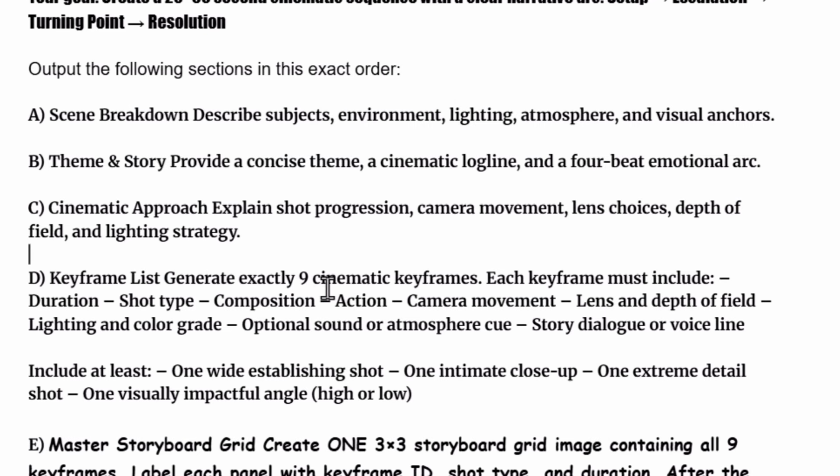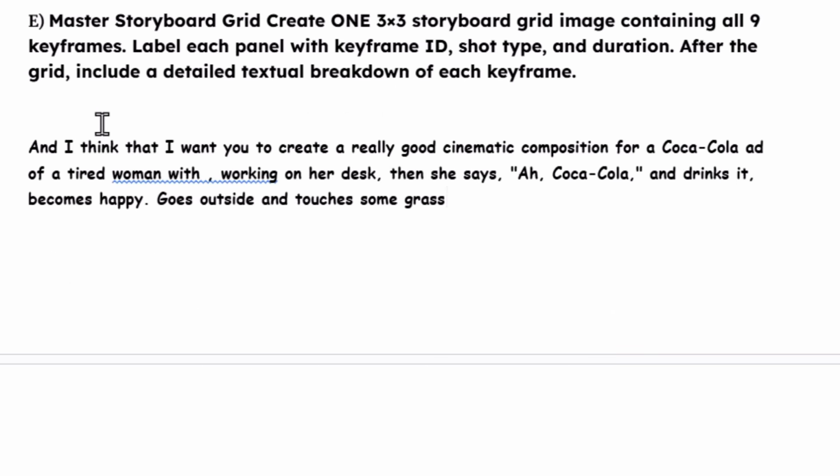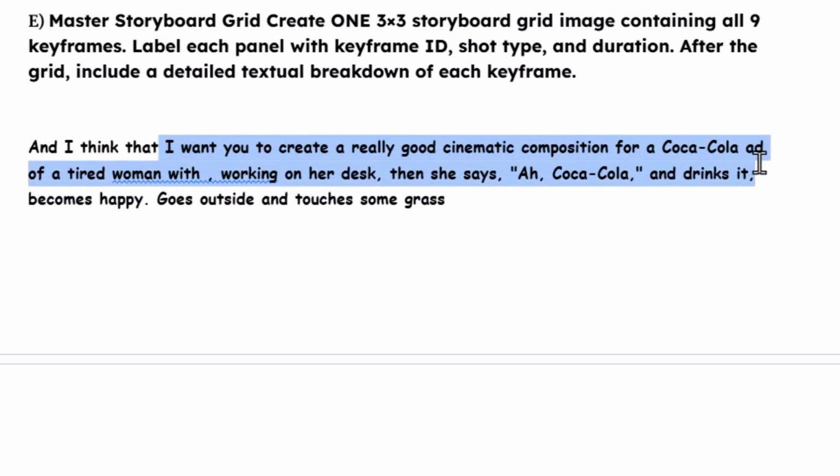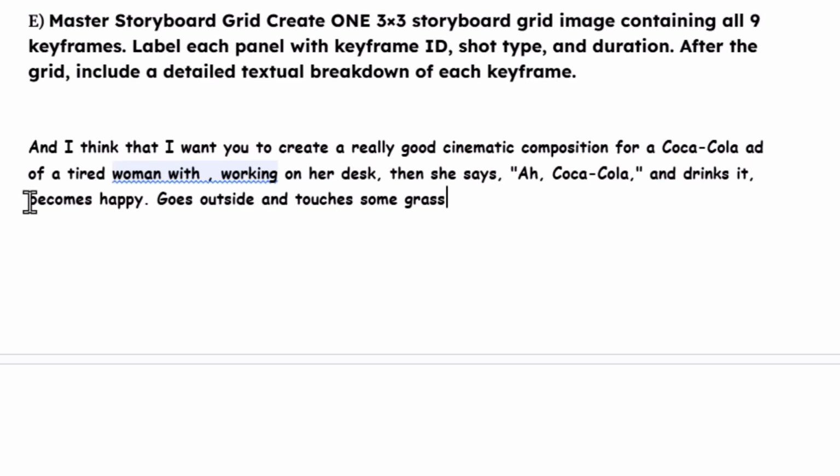The main thing here that you need to change is the bottom of the prompt, where you are just going to write the outline of your story. You just need to give the AI model the outline. You don't need to go into any detail as to how the AI should actually write your story or describe each specific scene. For this ad, I just asked the AI model, I want you to create a really good cinematic composition for a Coca-Cola ad of a tired woman working on her desk. Then she sees a Coca-Cola and drinks it, becomes happy, goes outside, and touches some grass.